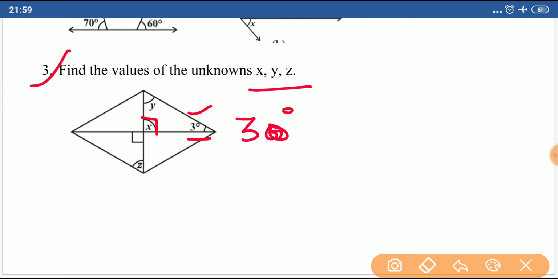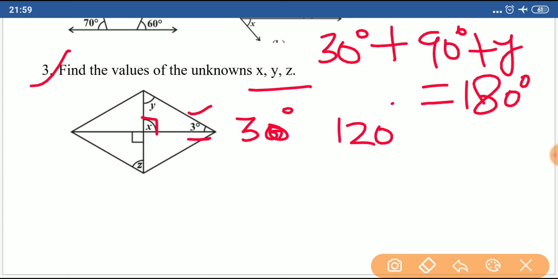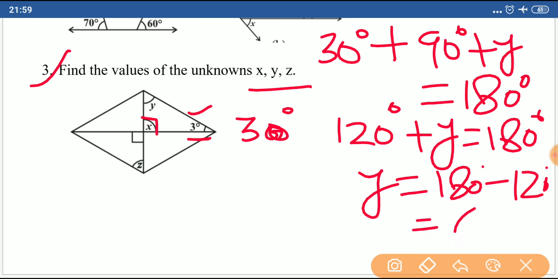So you can write this is your 90 degree angle. Okay. Now in this triangle, you will use the angle sum property of this triangle. So you will get 30 degree plus 90 degree plus y is equal to 180 degree, because this is your triangle. So 90 plus 30, 120 degree, plus y is equal to 180 degree. So y is equal to 180 degree minus 120 degree. Okay, so you will get 60 degree. So your y is 60 degree.